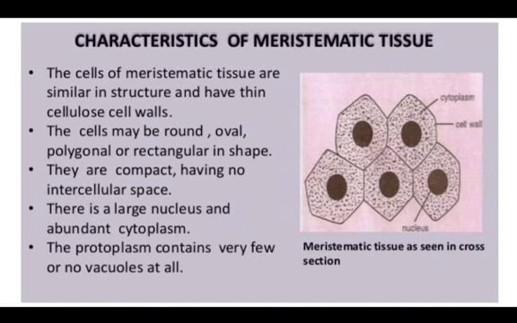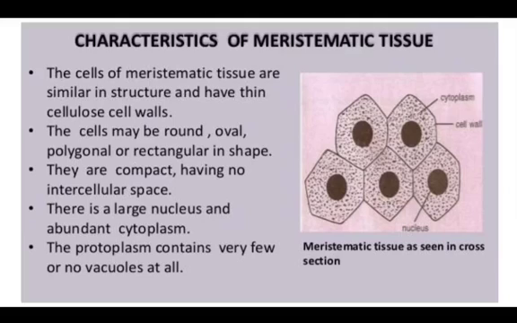Let's see the characteristics of meristematic tissue. Meristematic tissue has many characters. The cells of meristematic tissue are similar in structure and have thin cellulose cell wall. Already you know that every plant cell contains a cell wall, and that cell wall is made up of cellulose. So the cells are also similar in structure, that means same structure, and have thin cellulose walls.